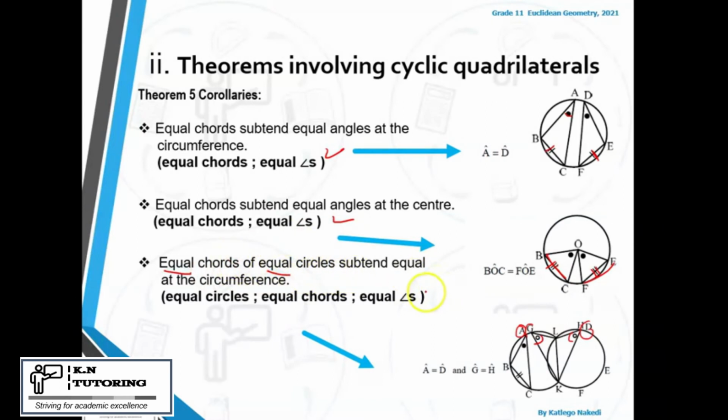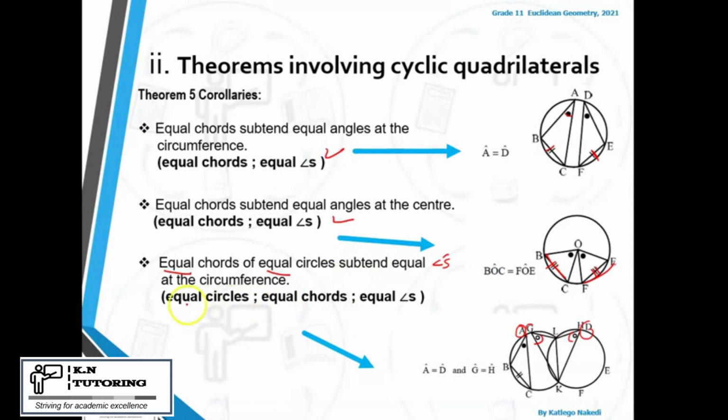So if two circles are equal, and they have a chord that is equal, then that same chord will subtend equal angles at the circumference. I think what is missing here is equal angles. So equal chords of equal circles subtend equal angles at the circumference.